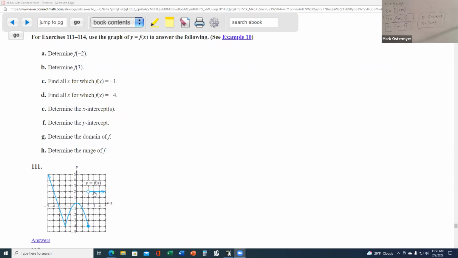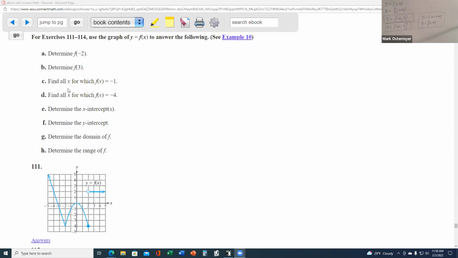We strike a point on the graph right here that has an x coordinate of 3. What would be its y coordinate? Because that's what f of 3 is going to be. What's the y coordinate of this point? Project it back to the y-axis and you get 2. f of 3 would be equal to 2. Is this making sense how we're getting these?